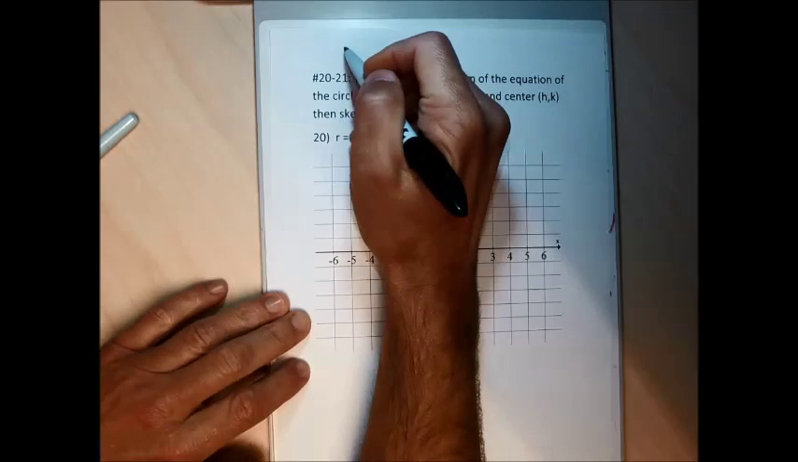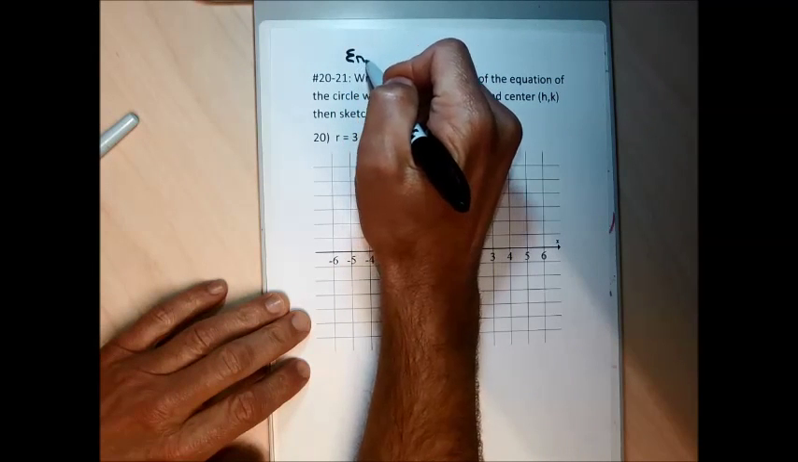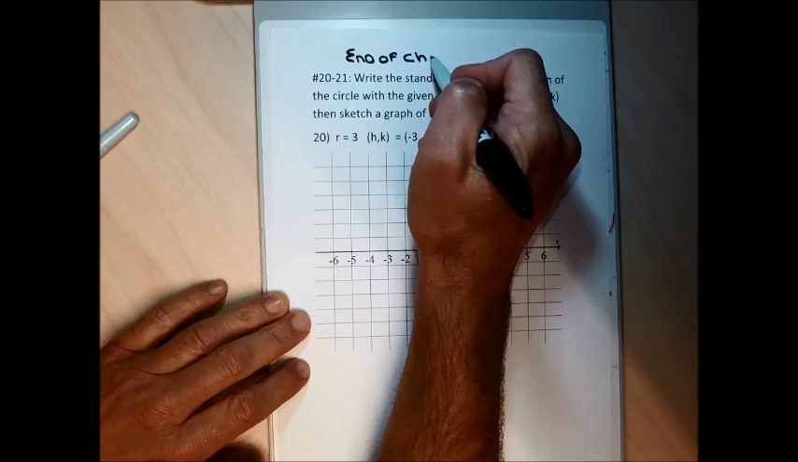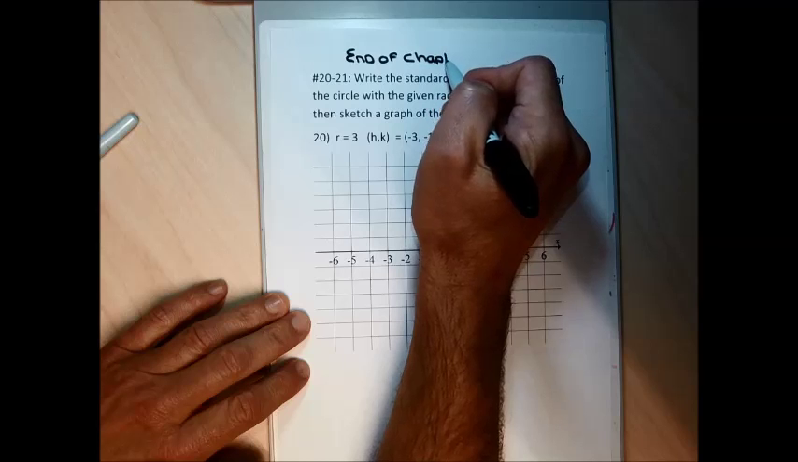Alright, so this is going to be the end of the Chapter 2 review. It has circles and the variation word problems.